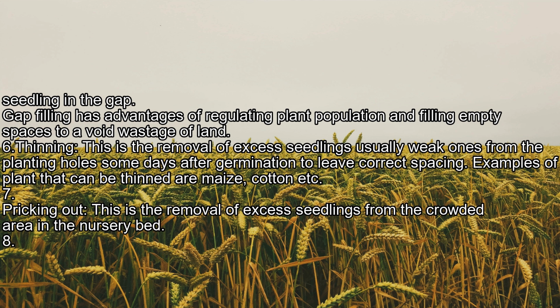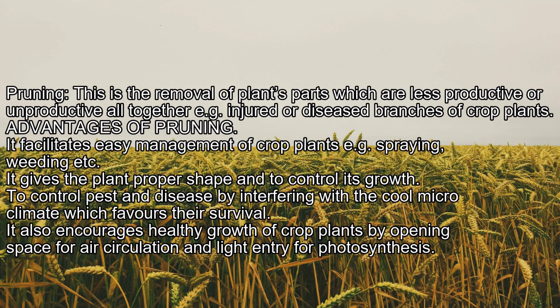6. Thinning. This is the removal of excess seedlings, usually weak ones, from the planting holes some days after germination to leave correct spacing. Examples of plants that can be thinned are maize, cotton, etc. 7. Pricking out. This is the removal of excess seedlings from the crowded area in the nursery bed. 8. Pruning. This is the removal of plant parts which are less productive or unproductive altogether, e.g. injured or diseased branches of crop plants.